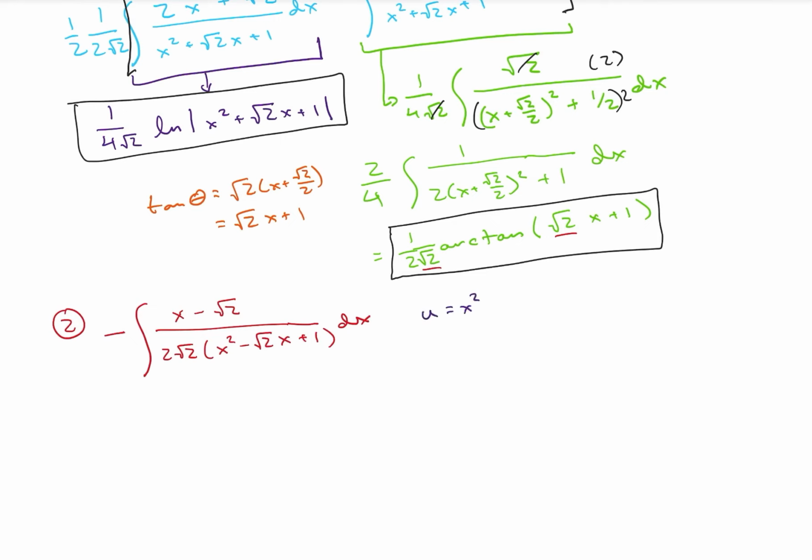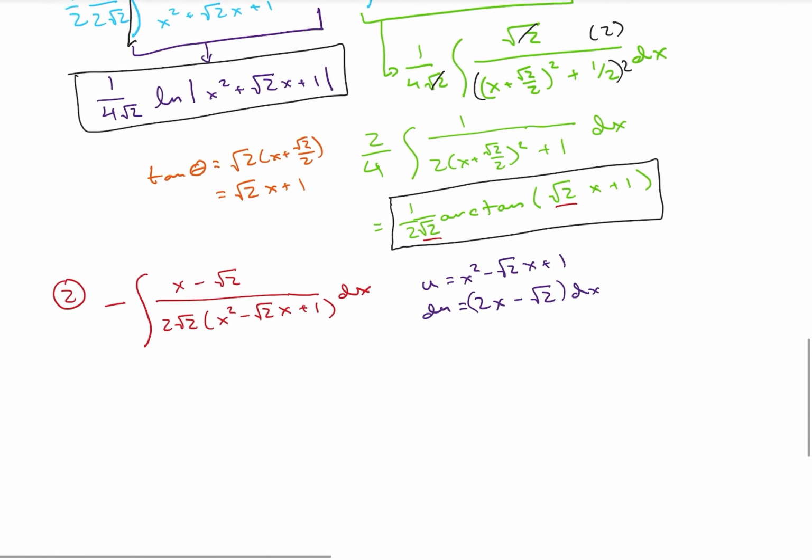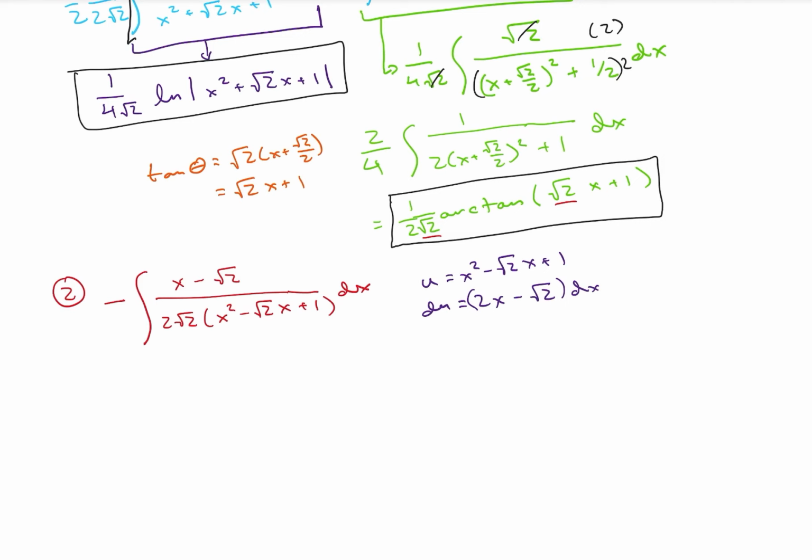So if we make u equal to x squared minus root 2x plus 1, then du is going to be 2x minus root 2 dx. So when we do that substitution, we're then going to get negative 1 over 2 root 2. Multiply that by 1/2 again. And then on the inside, we're going to get the integral of 2x minus root 2 minus root 2 again over x squared minus root 2x plus 1.